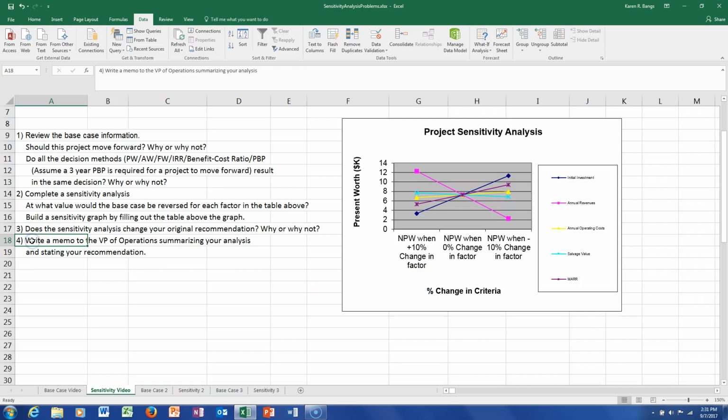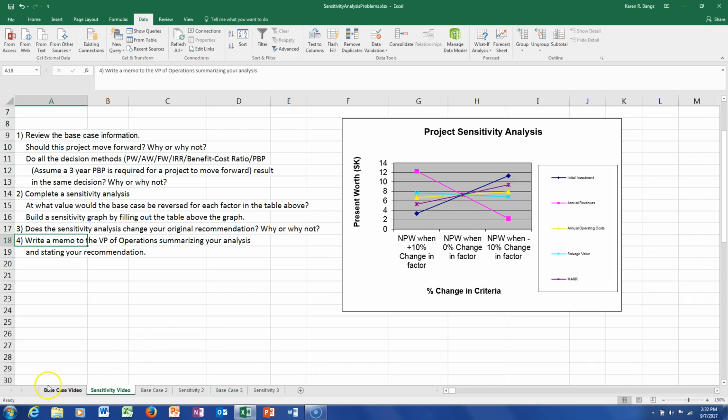And then lastly, I want you to write a memo, no longer than one page, to the VP of Operations that you're completing this analysis for, stating your recommendation, using information from the base case as well as the sensitivity analysis to have a more robust and complete, data-driven recommendation supporting your analysis. And that is what you will do in class.